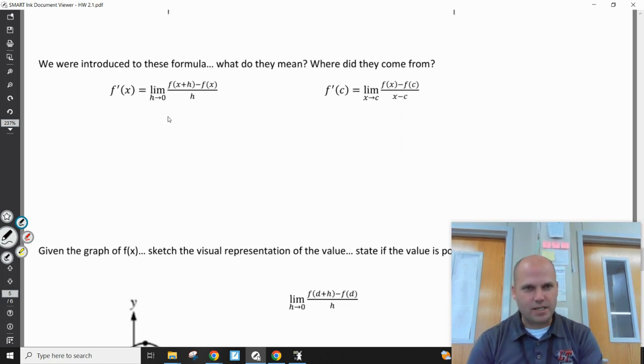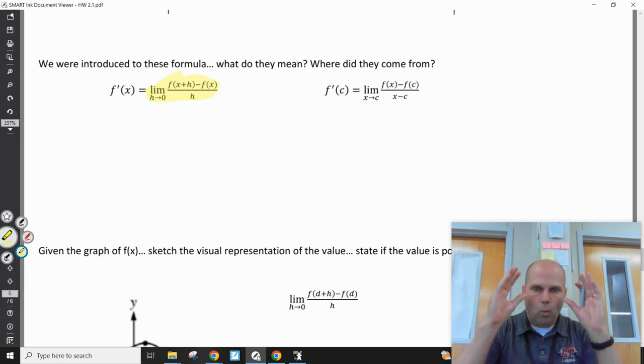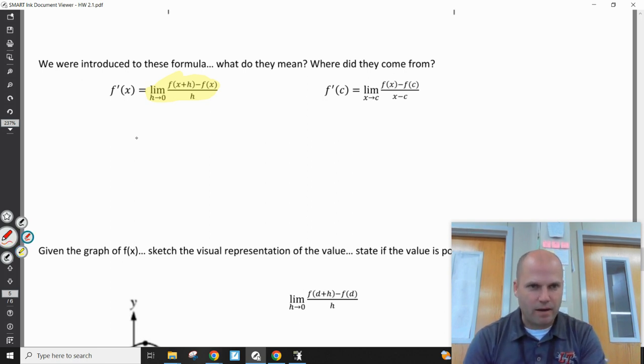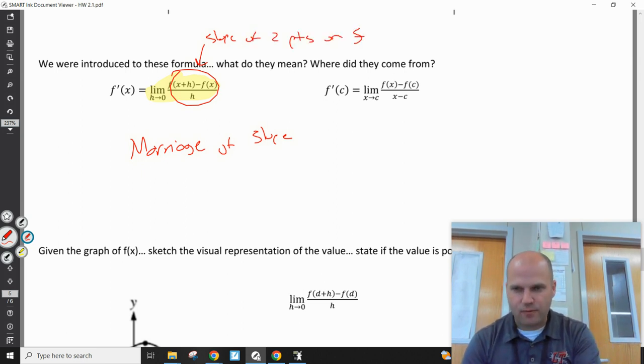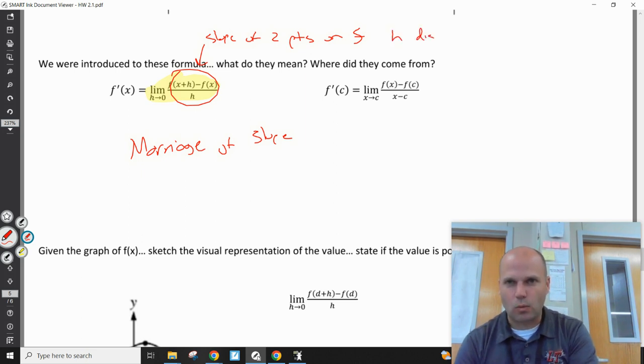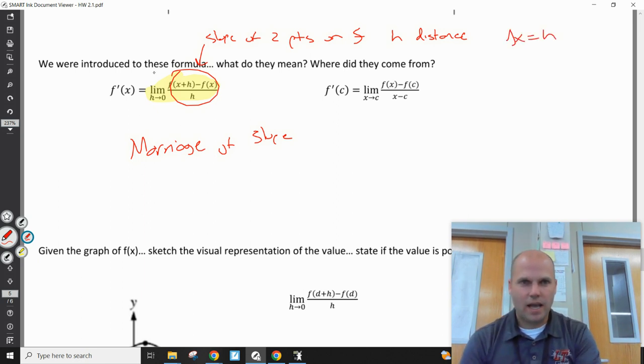Okay? And how he did it is he married them this way. He married the limit and the slope formula. What does this mean? This is just the marriage of slope. This, my friends, is just slope of two points on f, h distance away from each other, where like the delta x is h, and this would be the change in the y's. It's the marriage of slope and a limit.